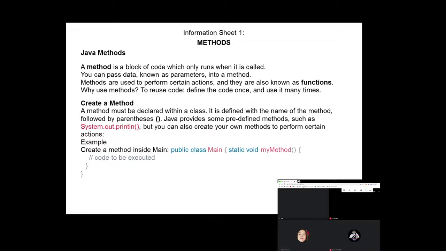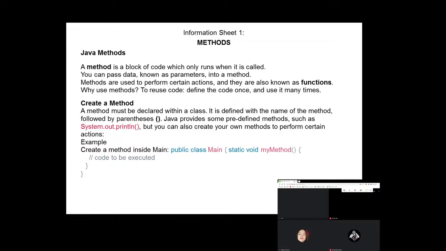Next, how do we create a method? A method must be declared within a class. It is defined with the name of the method followed by parentheses. Java provides some predefined methods such as System.out.println, but you can also create your own methods to perform certain actions.